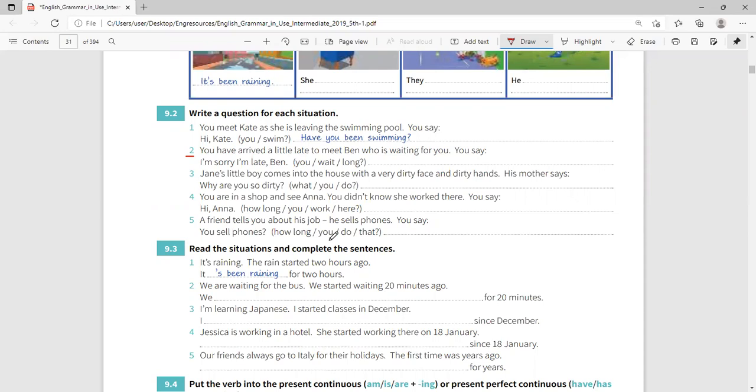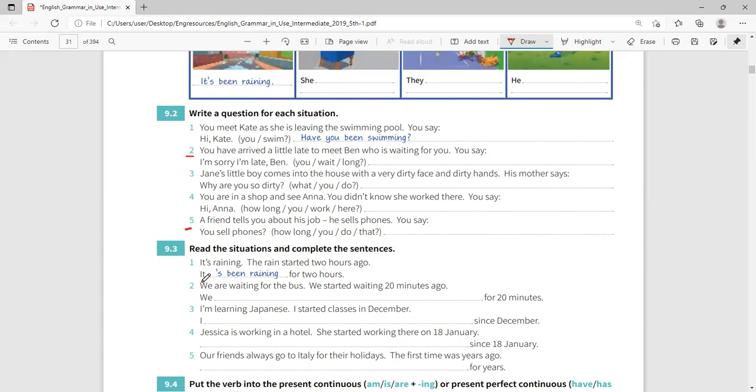You are in a shop and see Anna. You don't know she worked here. She worked there. You didn't know she worked there. You said, hi Anna. How long have you been working here? Yeah, how long have you been working here? You want to know the duration from that time, of course, up to now.